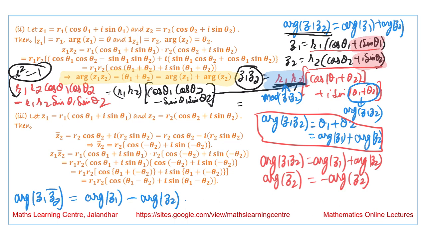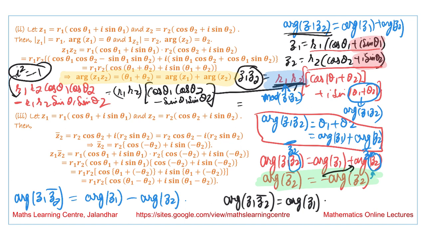So in this first formula, if we replace z2 by z2 bar, we get z2 bar over here, and by using this second result, we obtain that argument of z1 z2 bar is equal to argument of z1, we are using this value over here, minus argument of z2, and this is what we have to prove. So this is an easy way to prove this result.